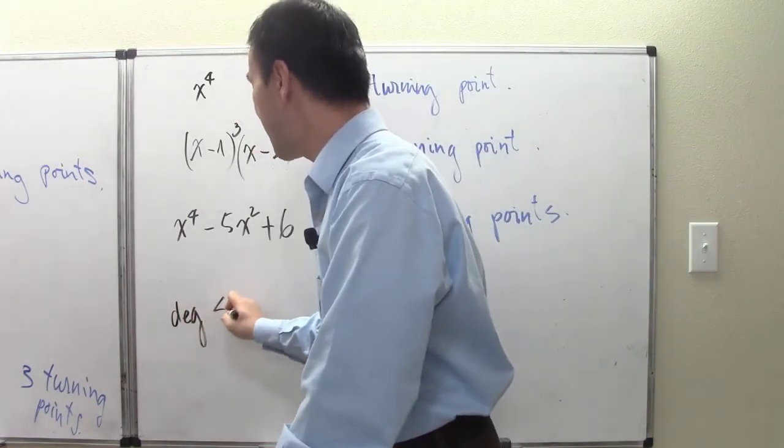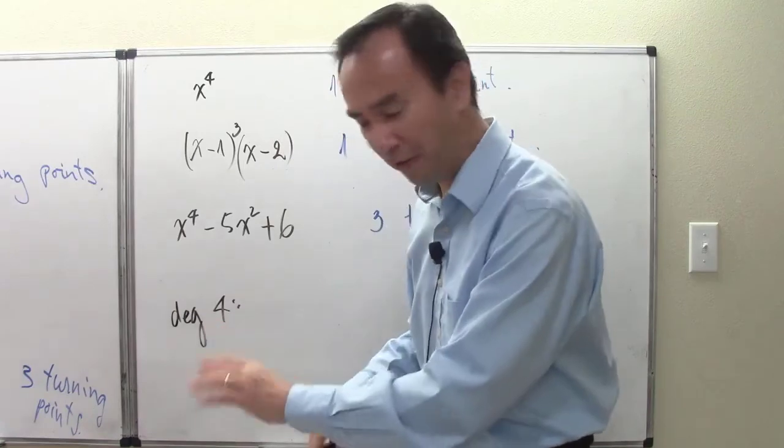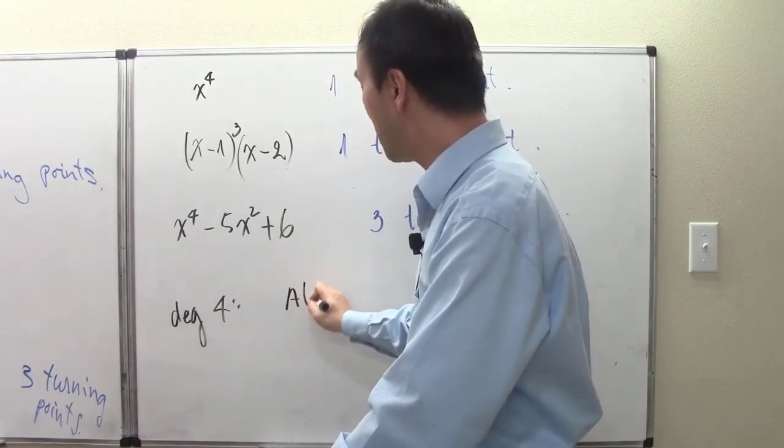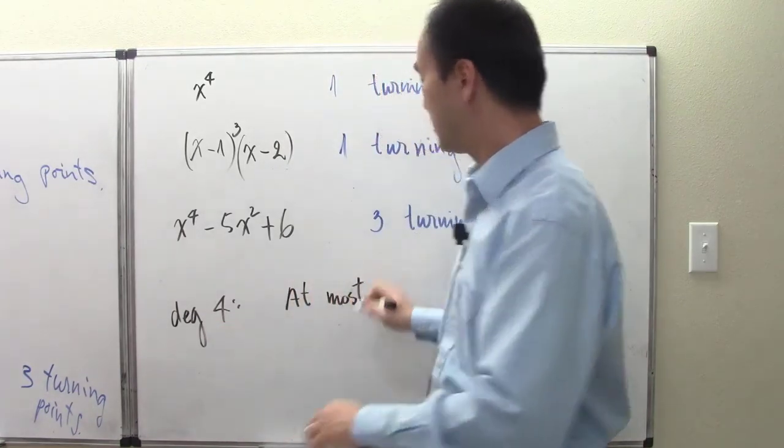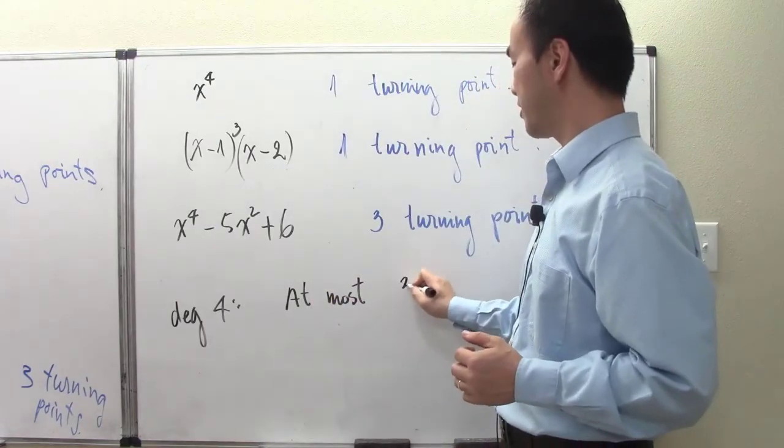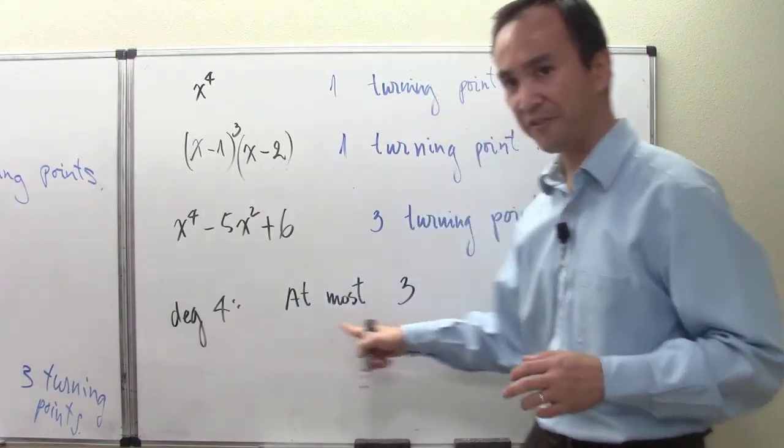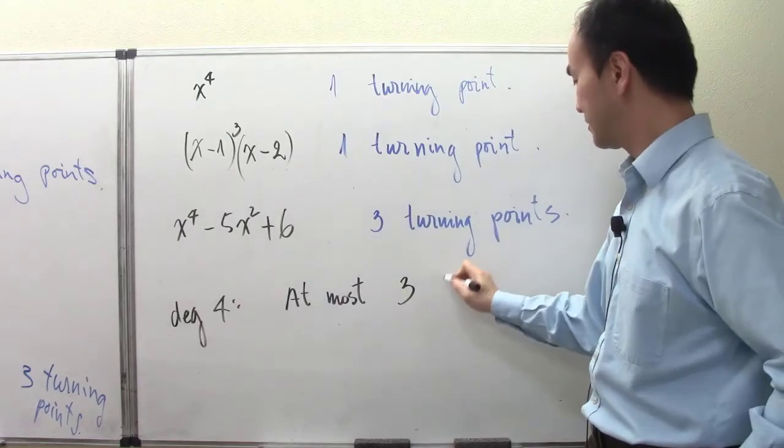We're just writing down the observations right here. For degree 4, we found at most 3 turning points.